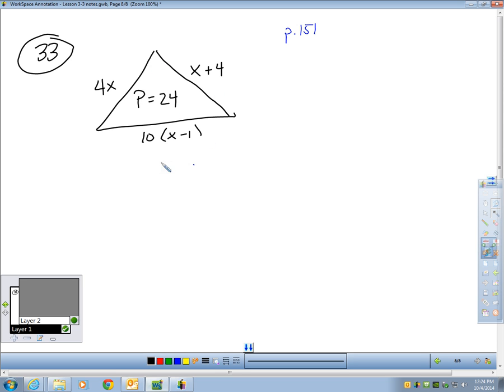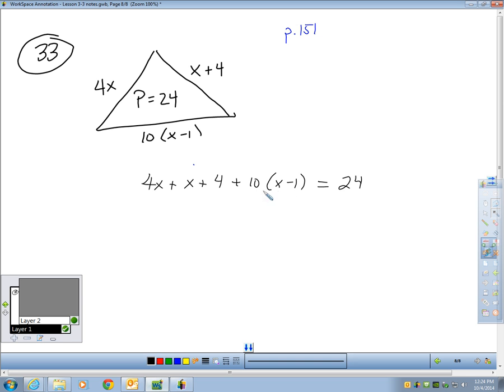Well, let me write that down. If I take 4x and I add to it x plus 4, and I add to that 10 times x minus 1, I'm supposed to be getting 24. What's the first step of solving any of these? Well, I can either simplify or I can drop an onion and unpeel each onion. You notice I have distributing here. So I have 2 choices, simplify or unpeel an onion.